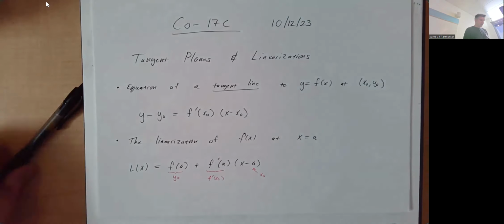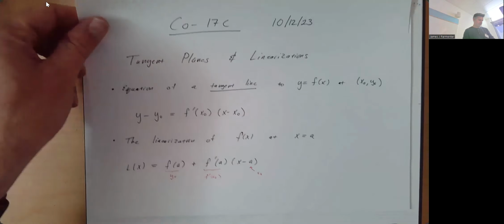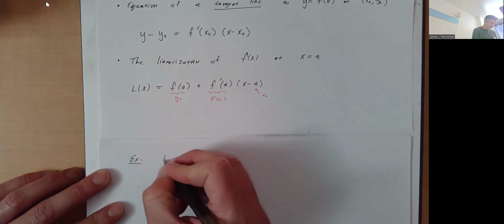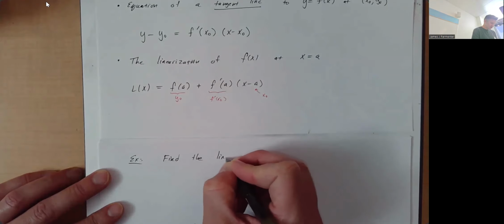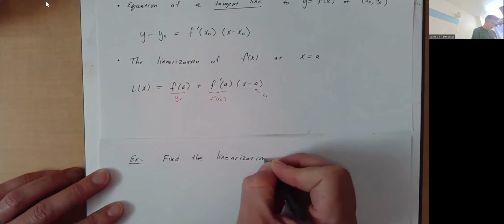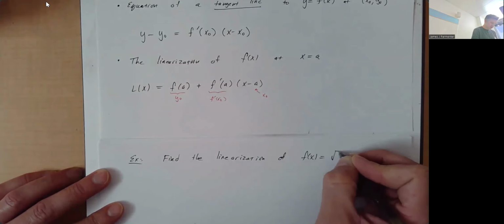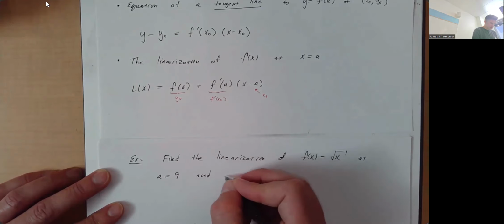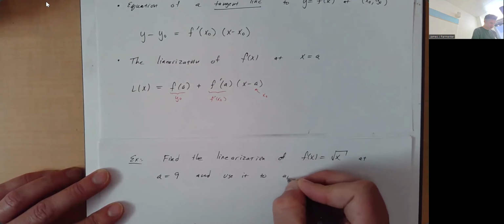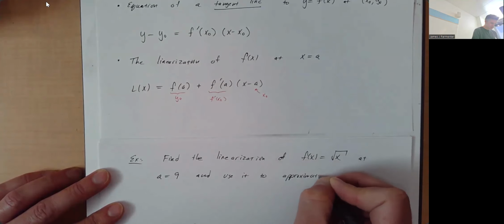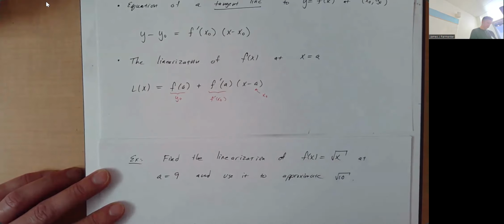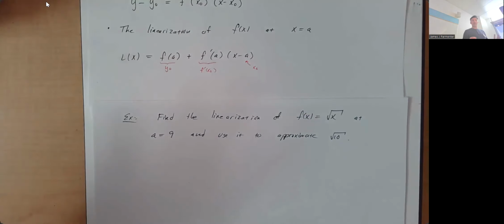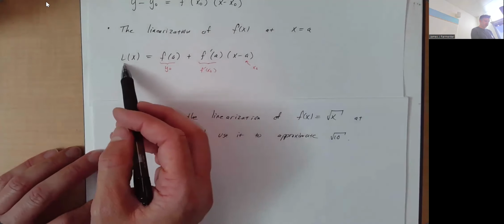So if we were asked to find the linearization of f of x equal to the square root of x at a equal to 9, and then use it to approximate the square root of 10, here's what we do. I would really think of doing this without drawing any sort of picture, although I am going to draw a picture after we do it. So we would just fill in the pieces here.